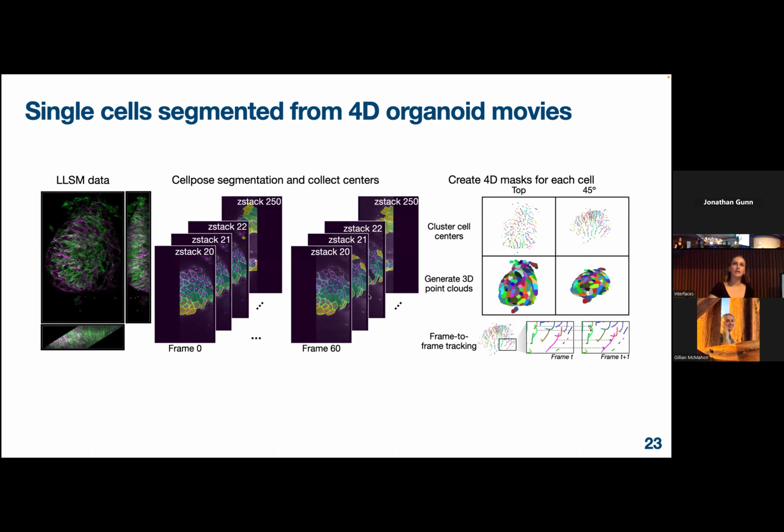Each segmentation is done independently. So Z-stack 20 is segmented independently from Z-stack 21, and we need some way to correlate the labels. So we got our cell centers and used dbScan to cluster them through space. Then we can create our three-dimensional point clouds from this, which exists for each time point. After that, we need to connect the labels over time, so we do frame-to-frame tracking here. Then we can generate these 4D single cell masks for every cell in all of our organoid data.